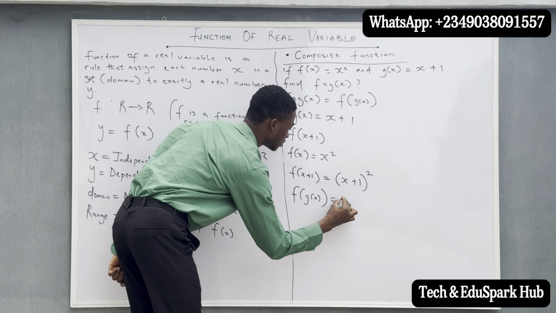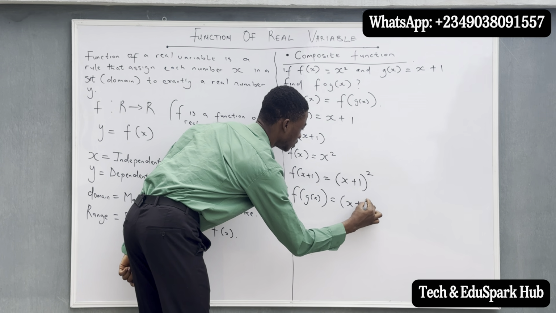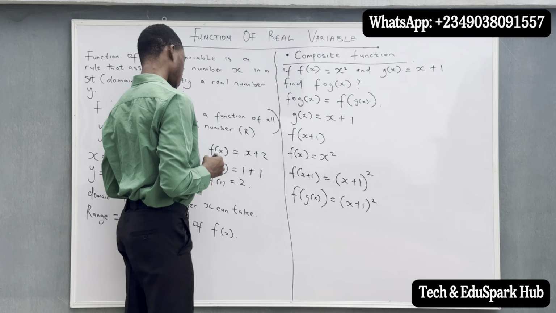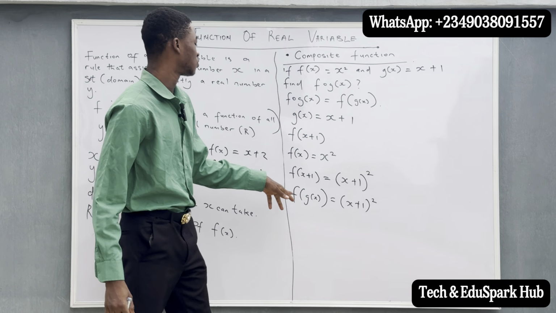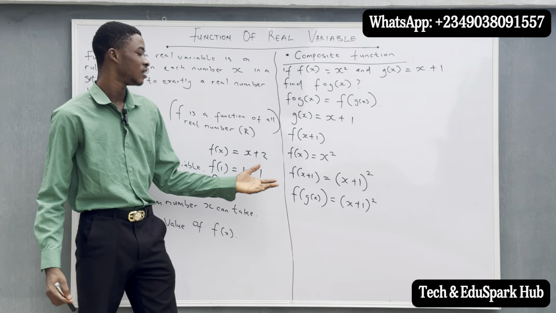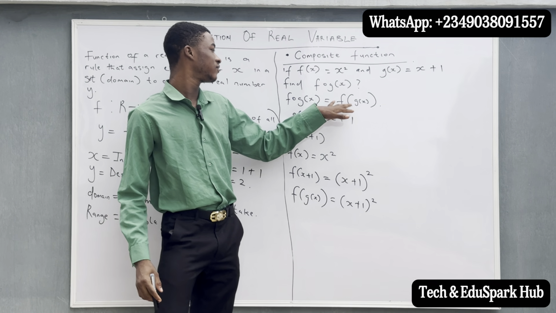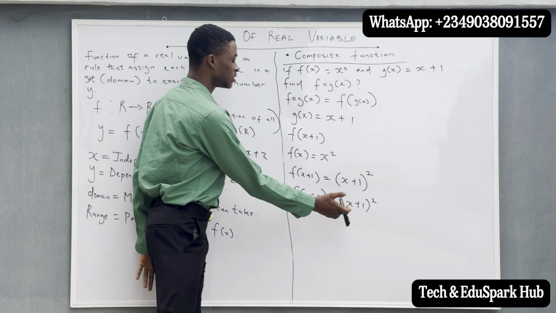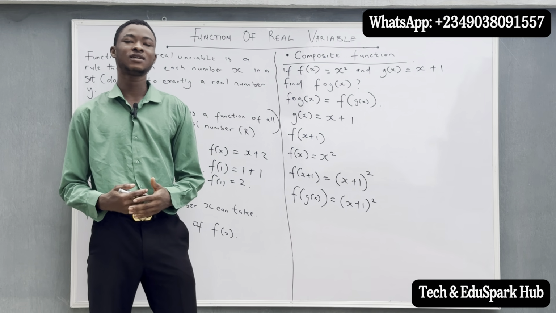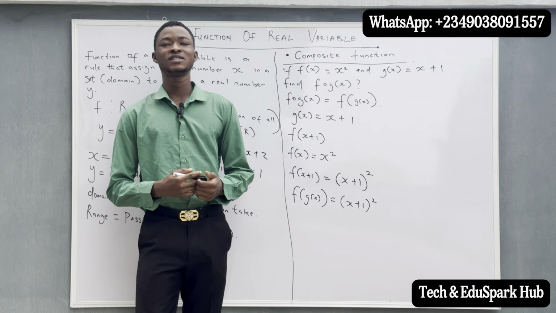So our f of g of x will be equal to x plus 1 square. So this is our final answer to question of this type. You can see it is visualizing. You can see we dissect it so we can know what is going on behind the scene, and that is how you calculate a composite function.